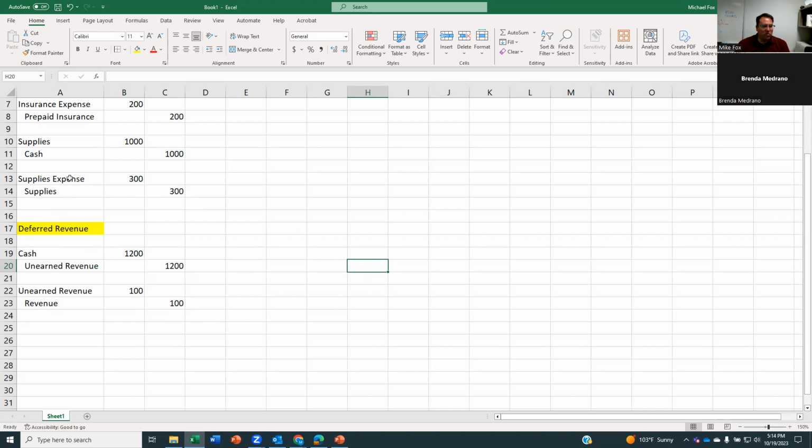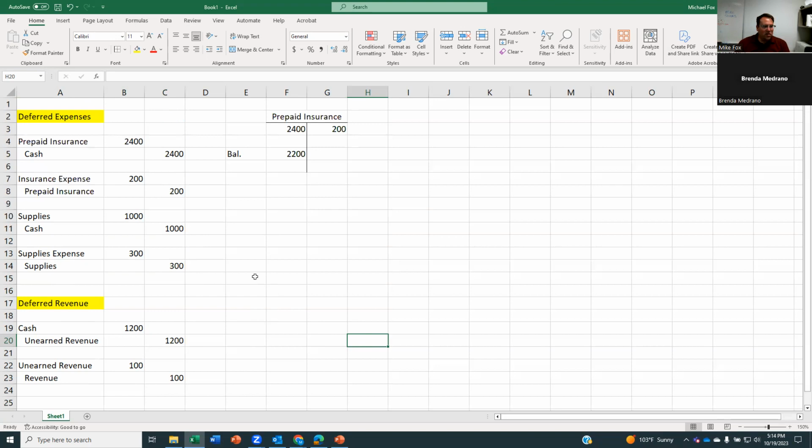Or how much of these supplies did I actually use during that month? So those are the deferrals. The deferred expense is where I get an asset in advance because I paid for it. And then each month I do an adjustment to show that I'm now actually incurring the expense by using that insurance for a month.